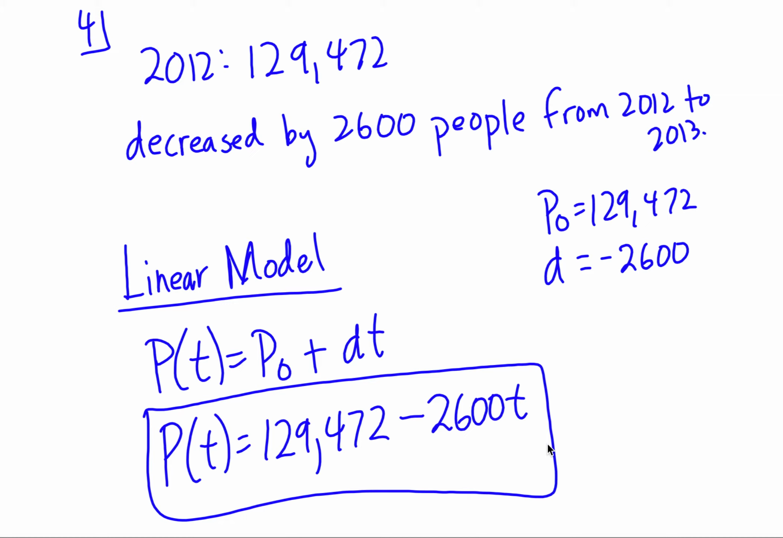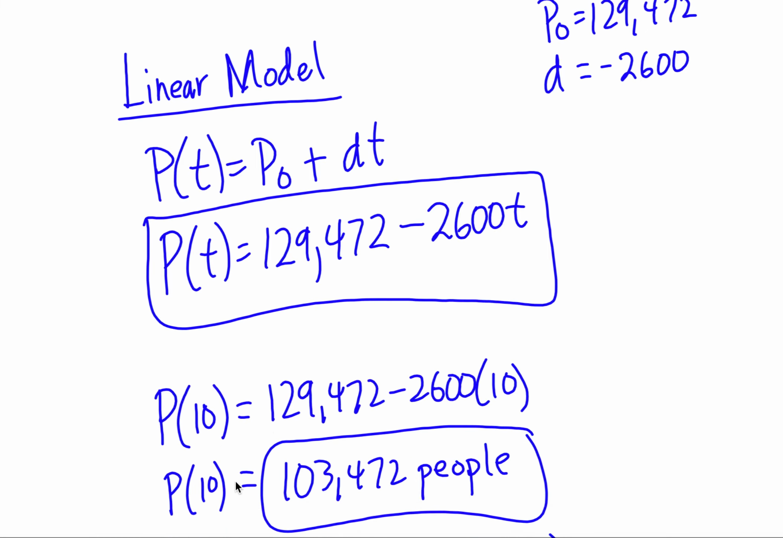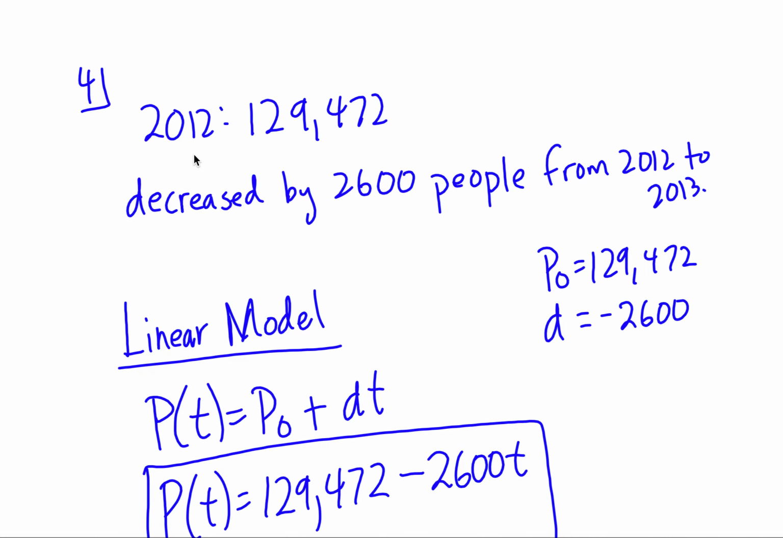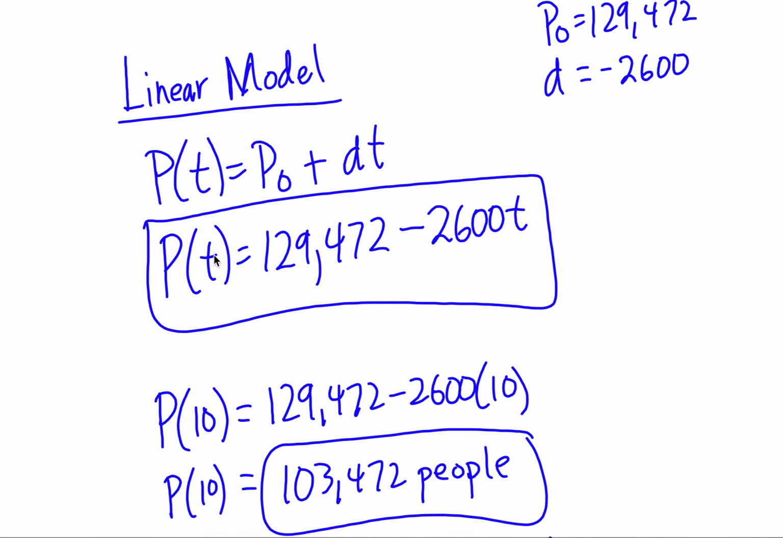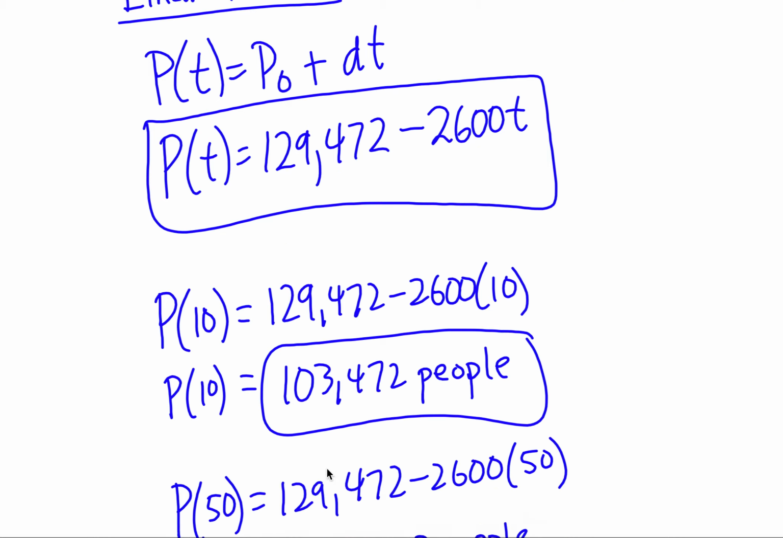And what our model allows us to do is, for a certain time period, predict what the P would be. So let's say for 10 years, 2022 would be 10 years. So if we want to find out what the population is in 2022, that's 10 years. Put 10 into this formula, and you can find out how many people will live there in 10 years. Notice it is getting smaller. We started with 129,000. We're now down to 103,000.